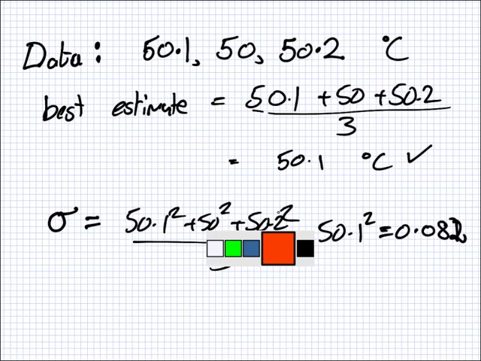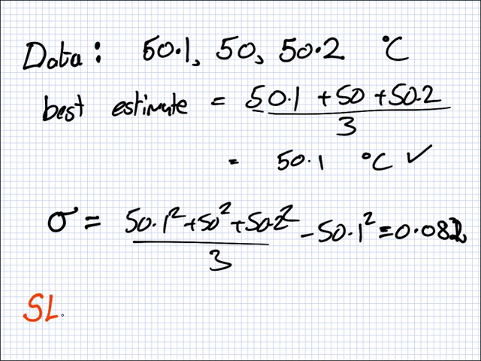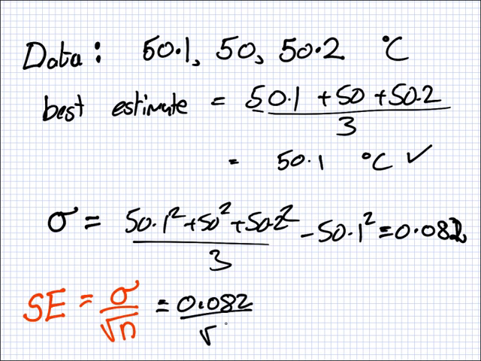Yep. Now here's the new thing to calculate, something called the standard error, SE. And the formula for that is the standard deviation divided by the square root of your sample size. So for this one here it would be 0.082 all over root 3. So that would be smaller again, 0.047 Celsius. Now let me explain what that number means.